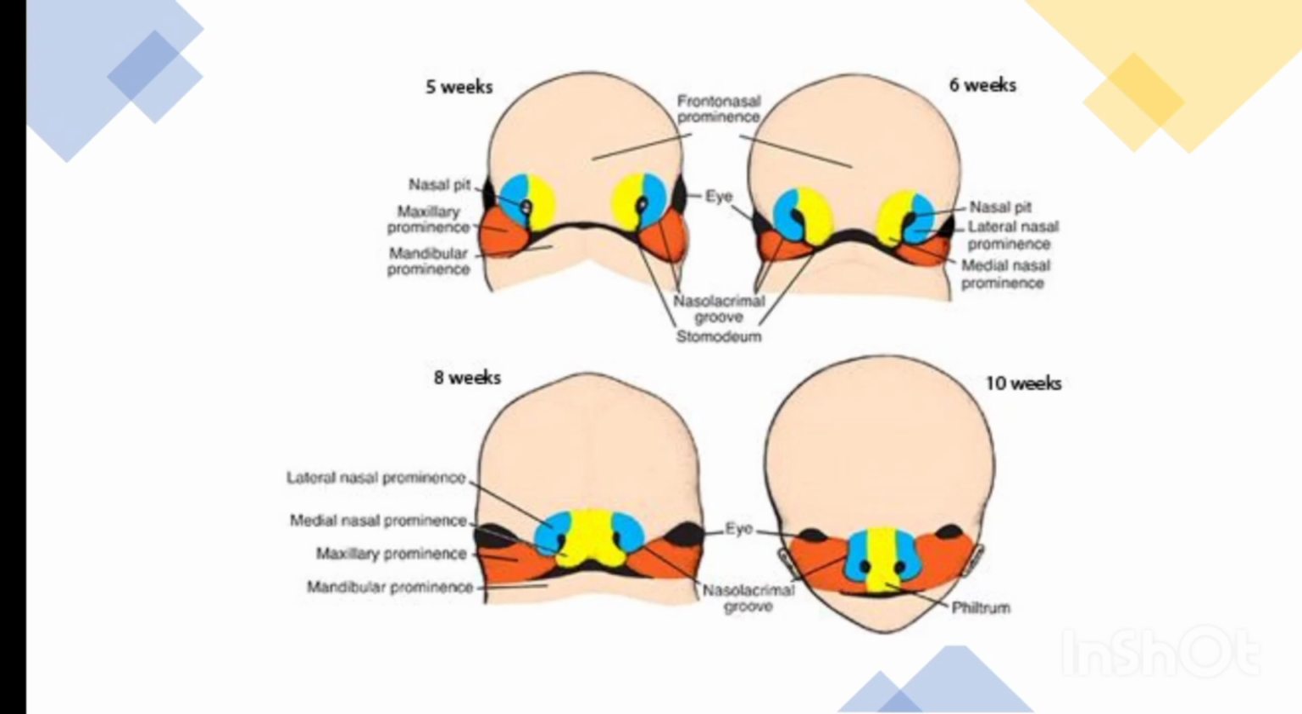In this image you can see how the nasal cavity is formed from 5 weeks to 10 weeks. In the 5th week there is a very large gap between the two nasal pits, and as it progresses through 6, 7 and 8 weeks, the lateral nasal prominence, that is the maxillary and premaxillary prominence, get fused. In that process, if there is an incomplete fusion of these two processes, it will lead to a condition called cleft lip or palate.